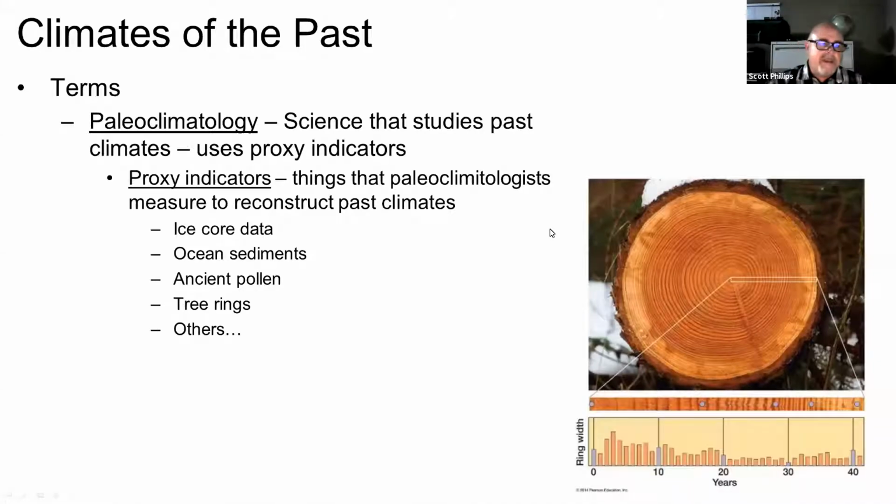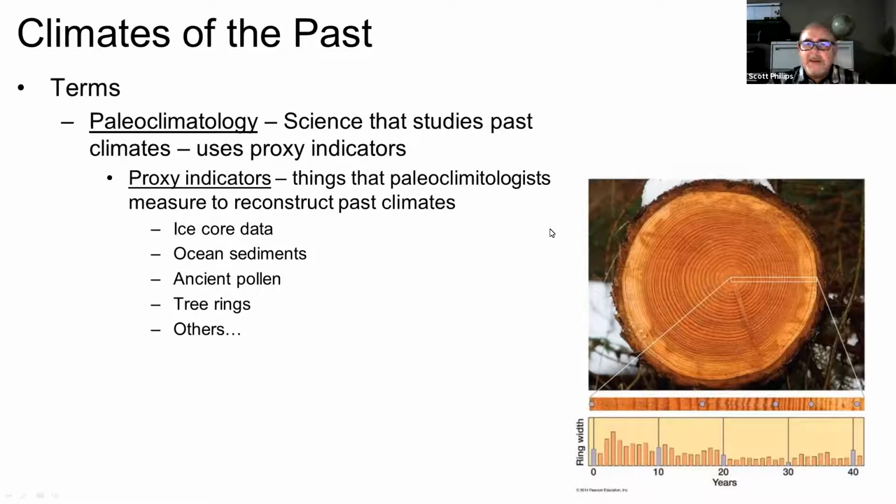All right, so let's start with the past. So climates of the past, there's a term we use called paleoclimatology. This is the science that studies past climates. And so this is before we had instruments and direct observations.